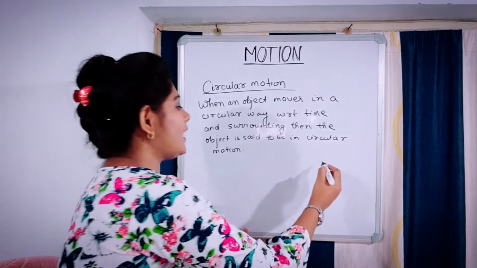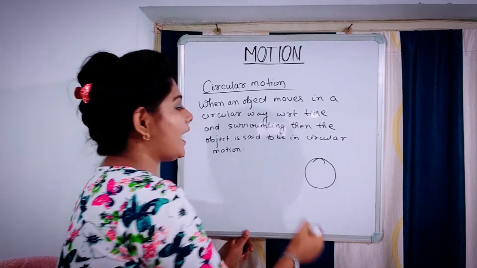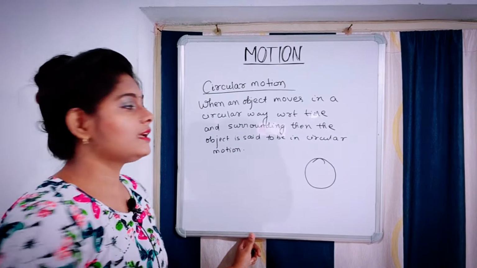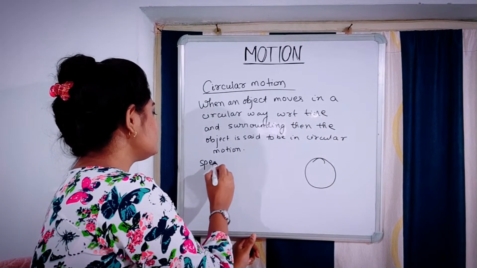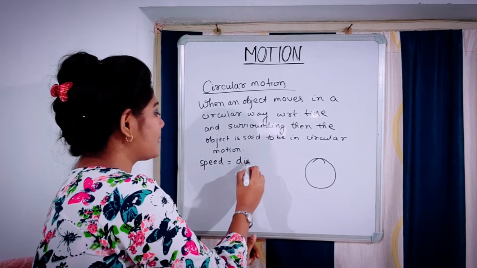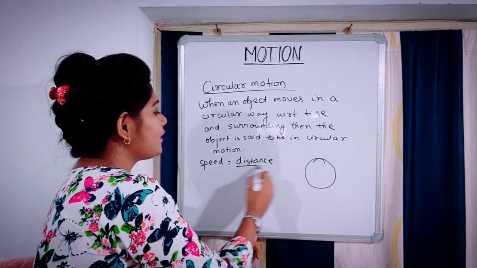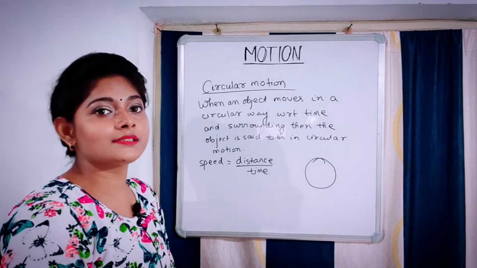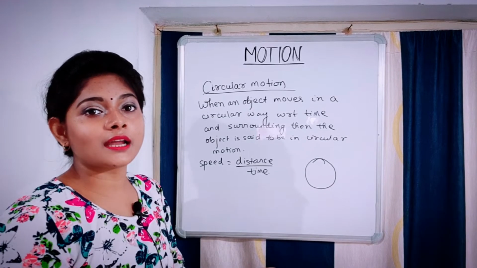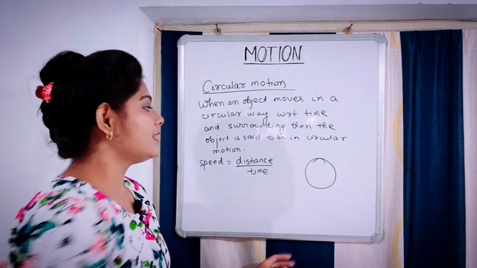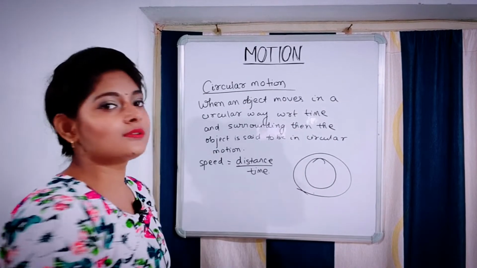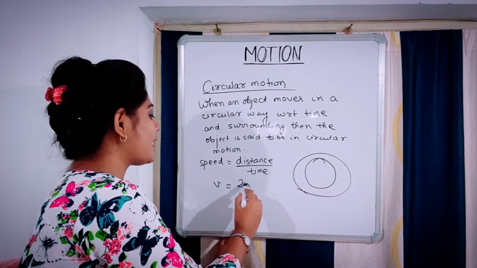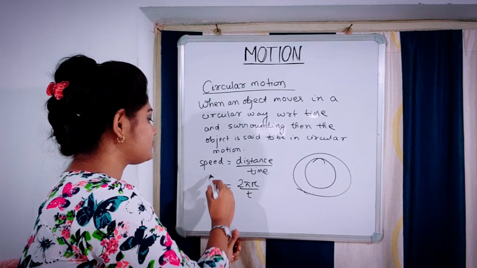Now the question is how to calculate the speed of an object if it's moving in a circular motion. Suppose a car is moving in a circular motion and it completed one rotation. Now what is the speed of the car then? We know speed is equal to distance by time. So if the car has covered one rotation, we have to find the circumference of the circle. So distance covered is equal to the circumference of the circle. So v is equal to 2 pi r by t.